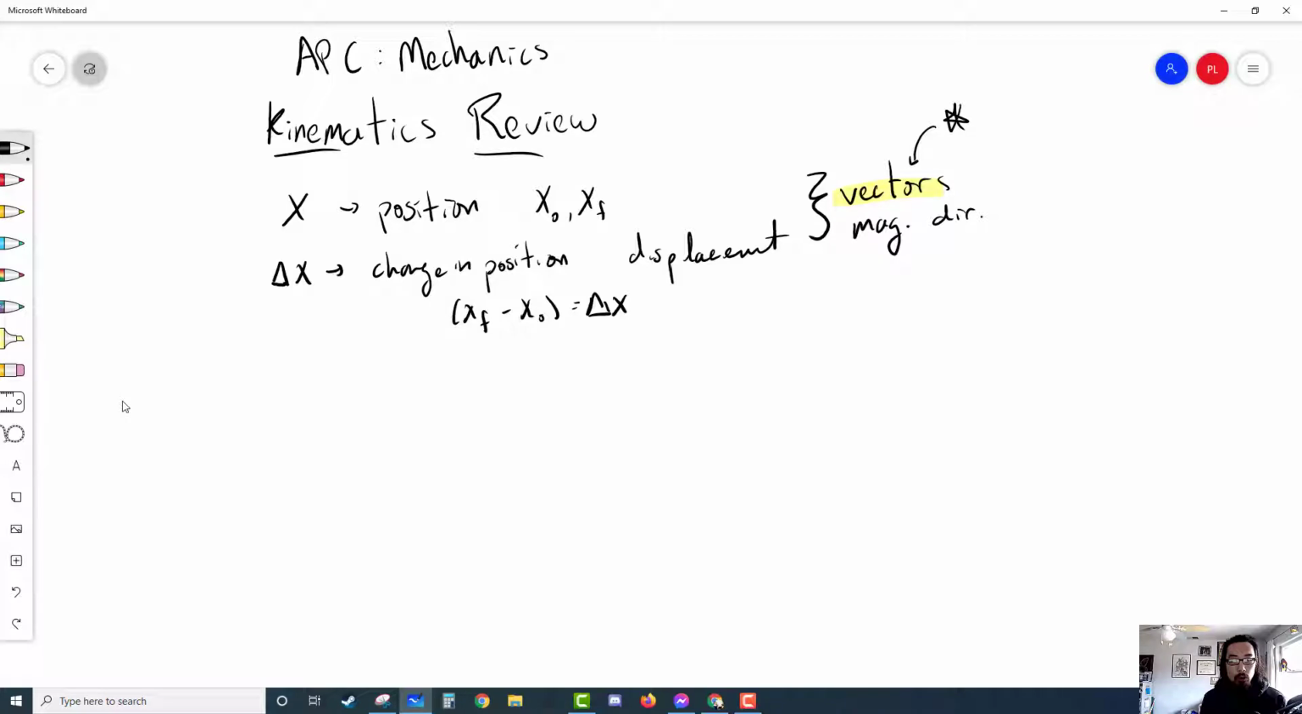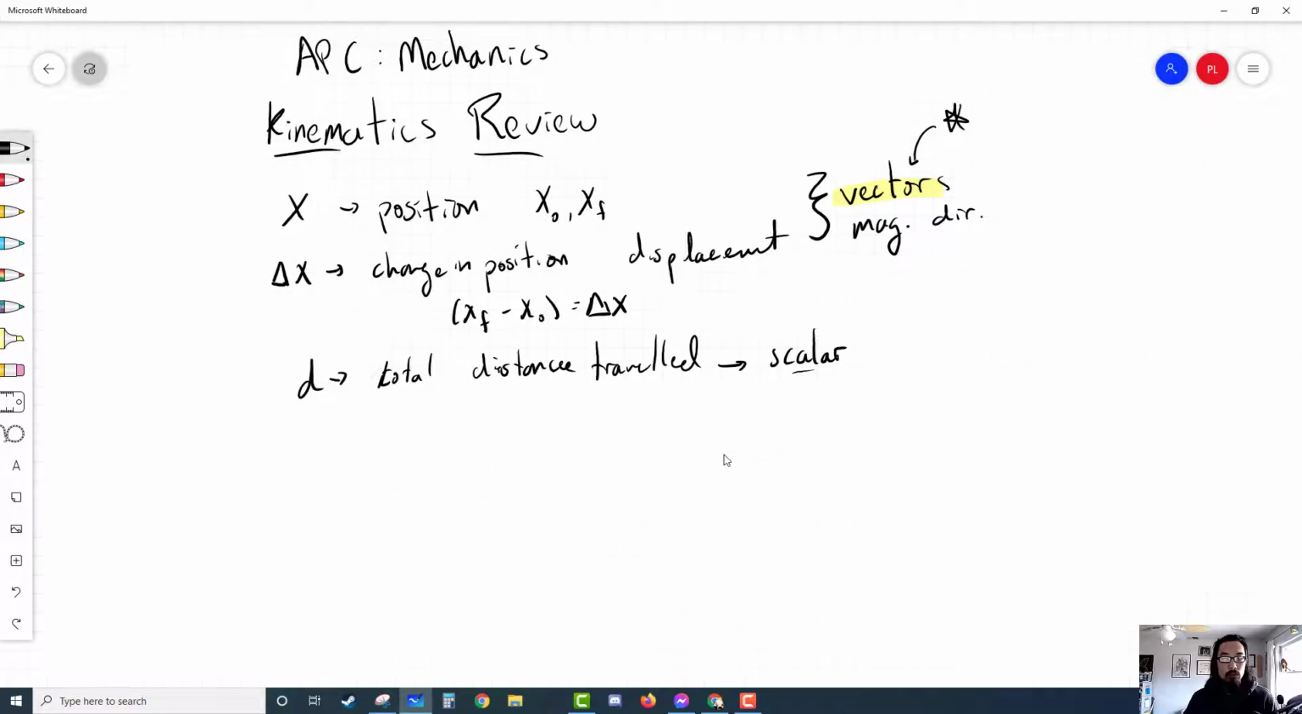From there, we learned about distance, d. So d is the total distance traveled. And I think the important thing here is that this is a scalar. Okay, this is a scalar. So an easy comparison between distance and displacement is that they're kind of like the same thing, but distance is a scalar and displacement is a vector.